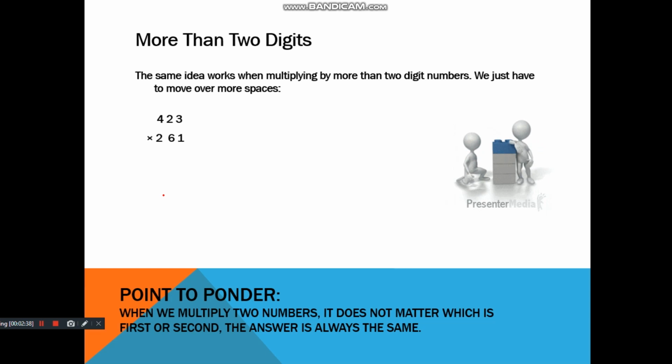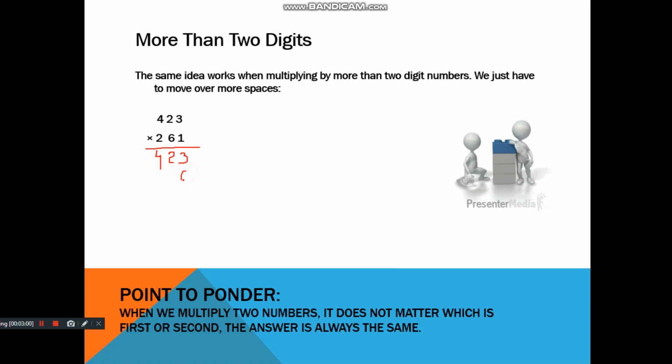Okay, so the same idea works when multiplying by more than 2 digits. We just have to move over more places. So let's do this with 3 digit multiplication. You are going to first multiply this 1 with 3, that is 3. Then 1 times 2 is 2, 1 times 4 is 4.